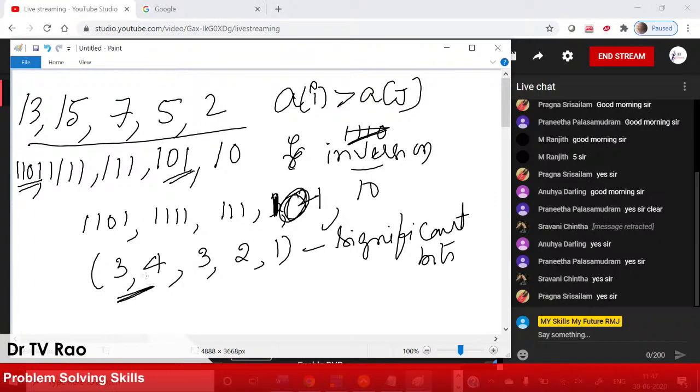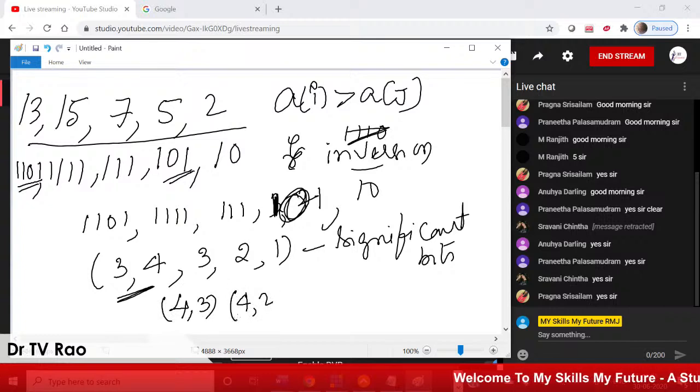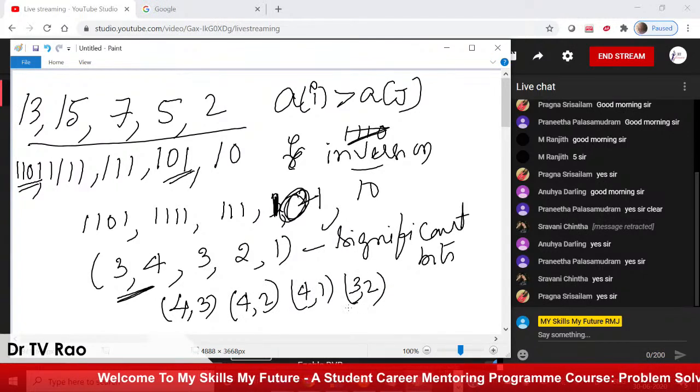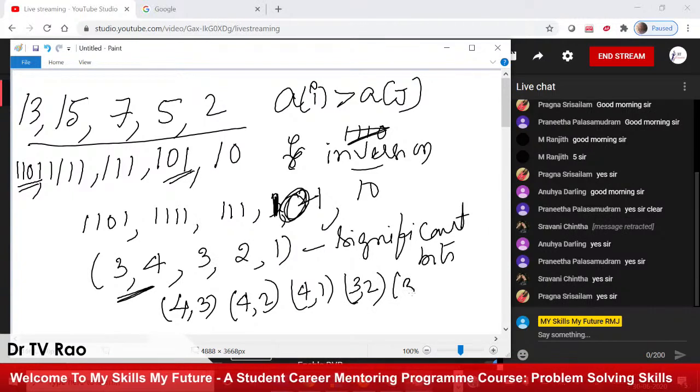Is 3 greater than 4? No. Is 4 greater than 3? Yes. Is 4 greater than 2? Yes. Is 4 greater than 1? Yes. Is 3 greater than 2? Yes. Is 3 greater than 1? Yes.